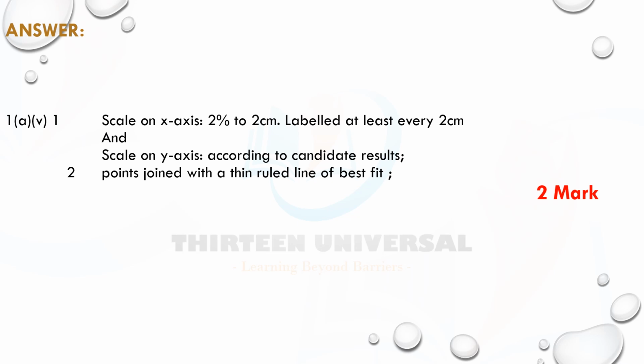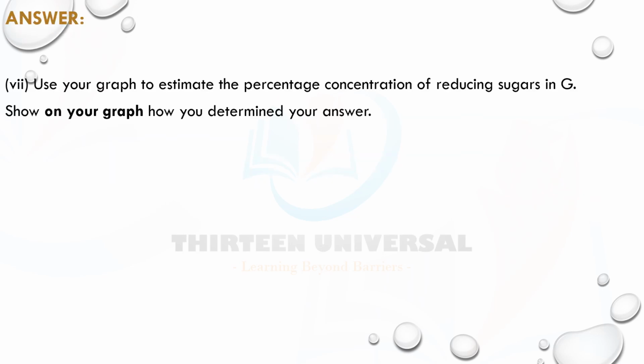Your graph should use 2 cm on the x-axis to label it. Use thin lines, and don't forget that we connect every dot in the graph. Use your graph to estimate the percentage concentration of reducing sugar G. Yes, guys, you know how to do this.